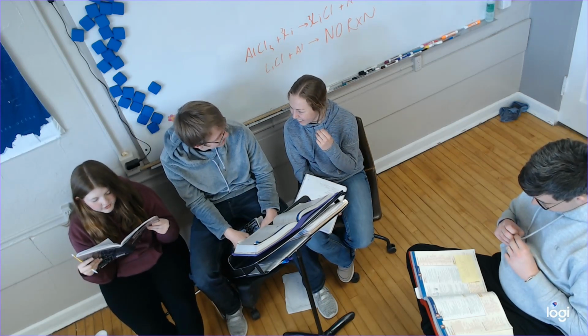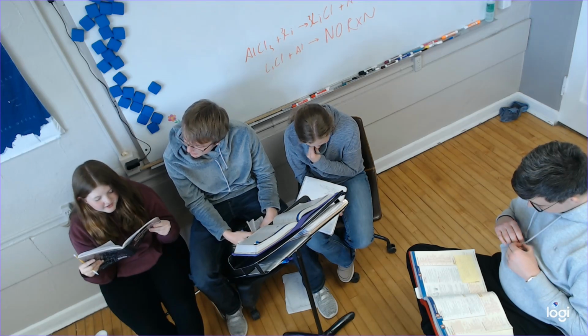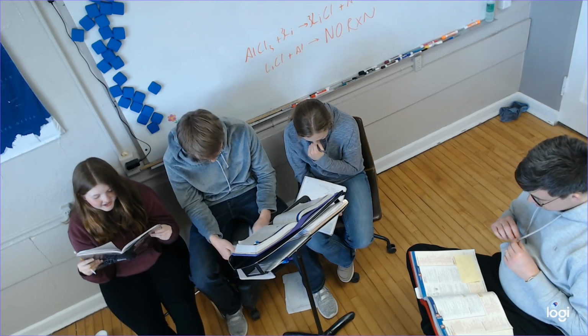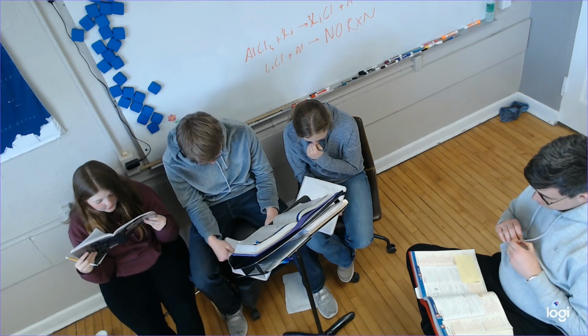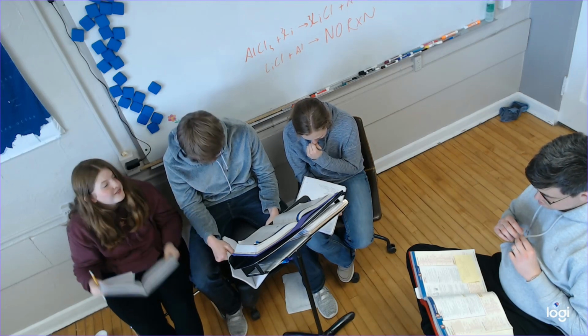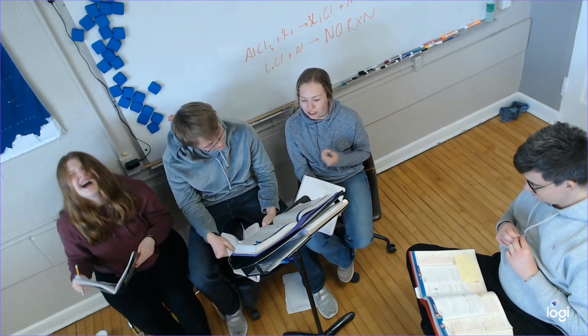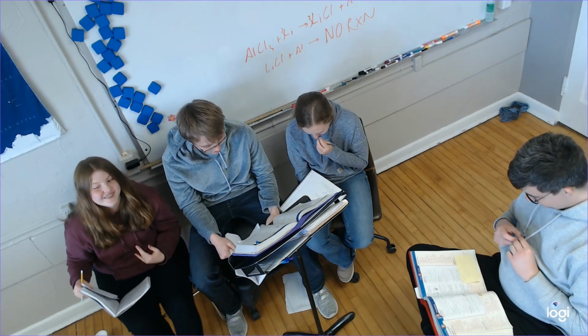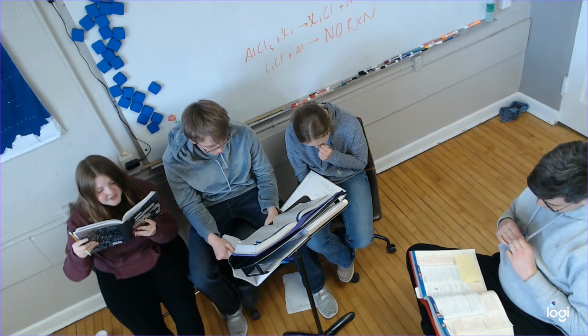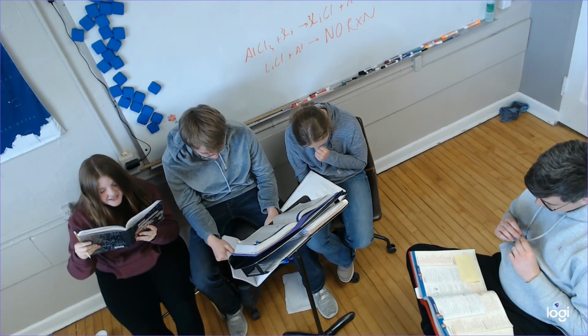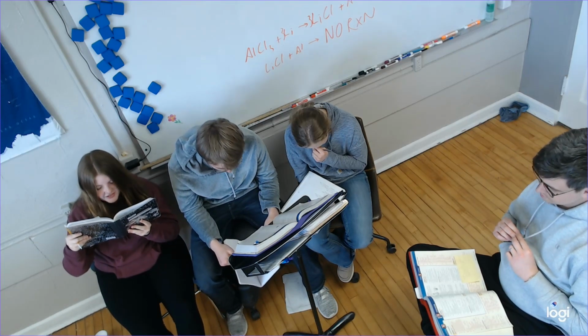C8H18 plus O2. Wait, no, that's not balanced. 2C8H18 plus 25O2 yields 16CO2 plus 18H2O. I don't know how to write S's and 5's.